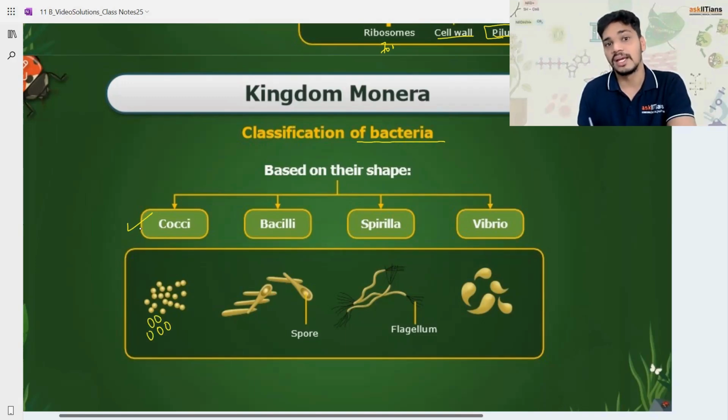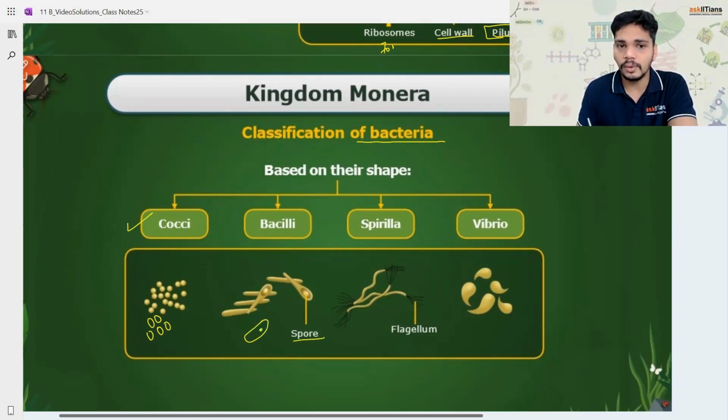That's called cocci. Then we have a bacillus. Bacillus is what? This is a spore. It is found over there, and this is the bacillus. You can draw bacillus like this. And we have a flagellum found in a spirilla.